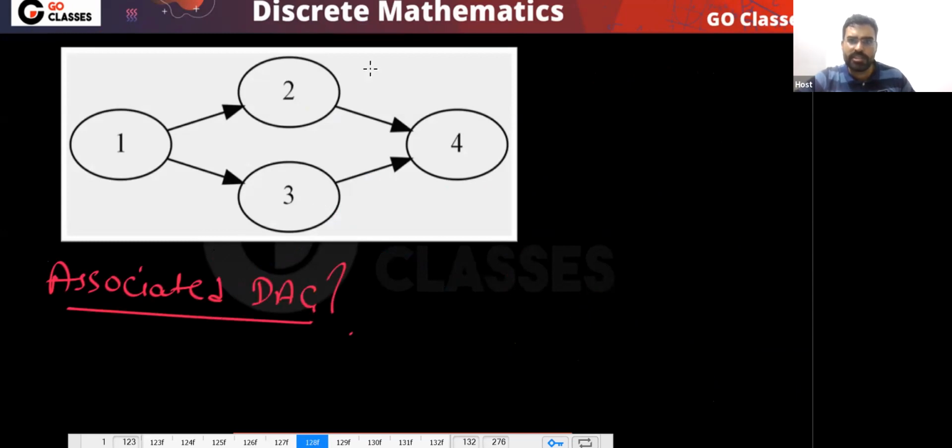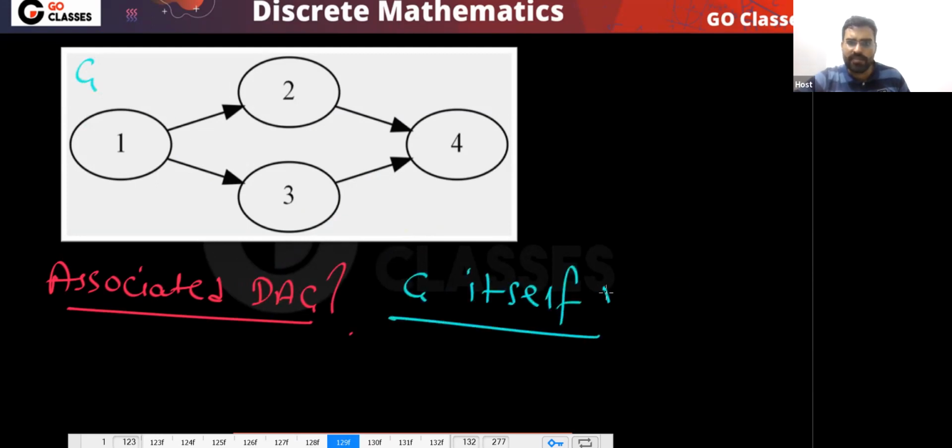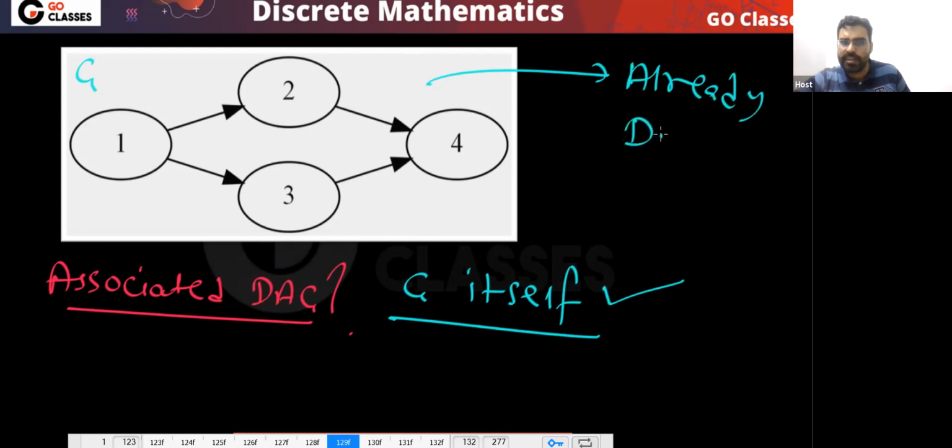What is the associated DAG for this? This itself. Okay, the associated DAG is the same, G itself. G itself is the associated DAG because this is already a DAG. If you notice, this is already a directed acyclic graph.